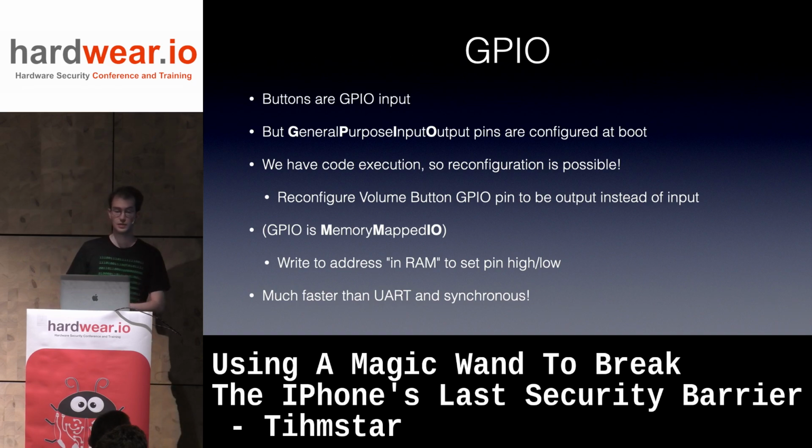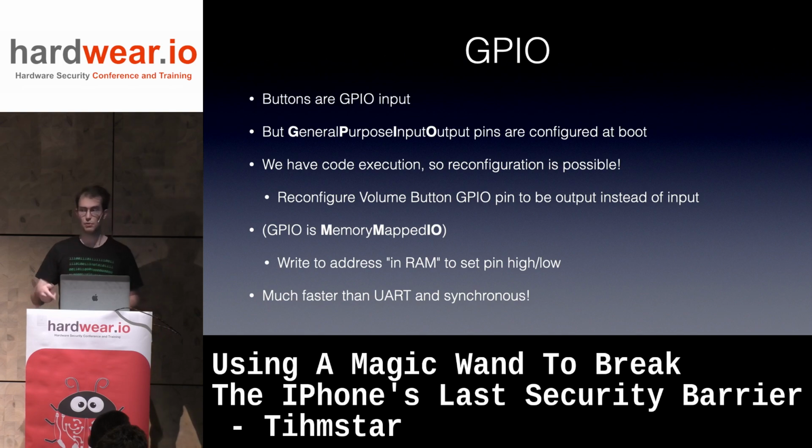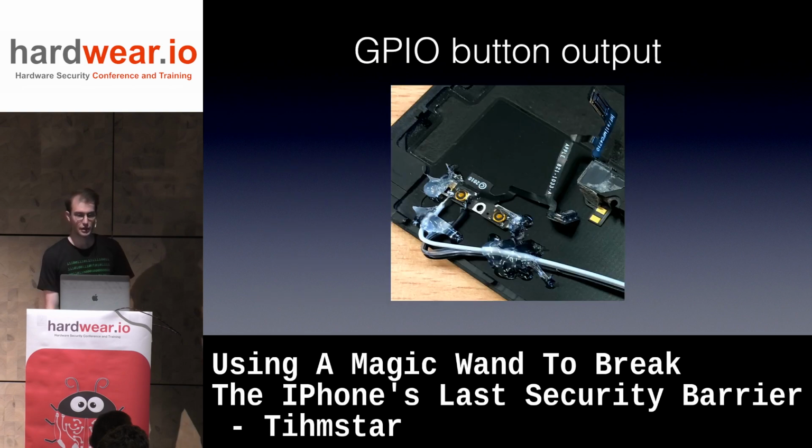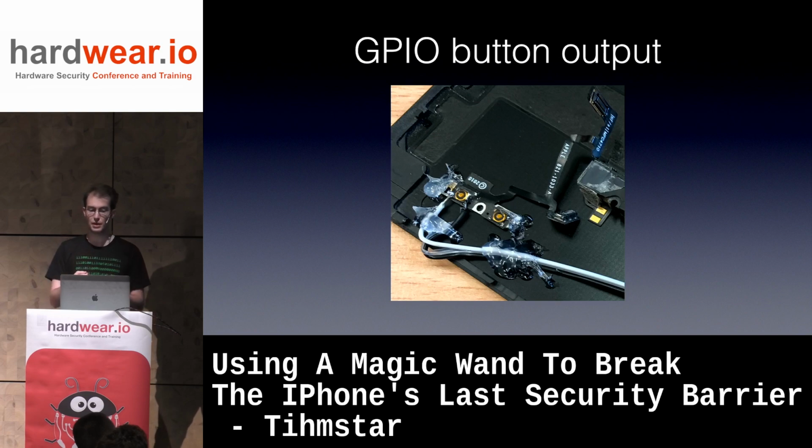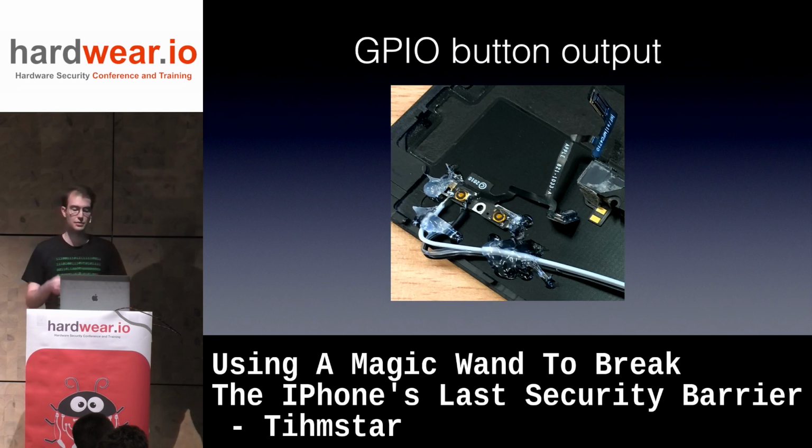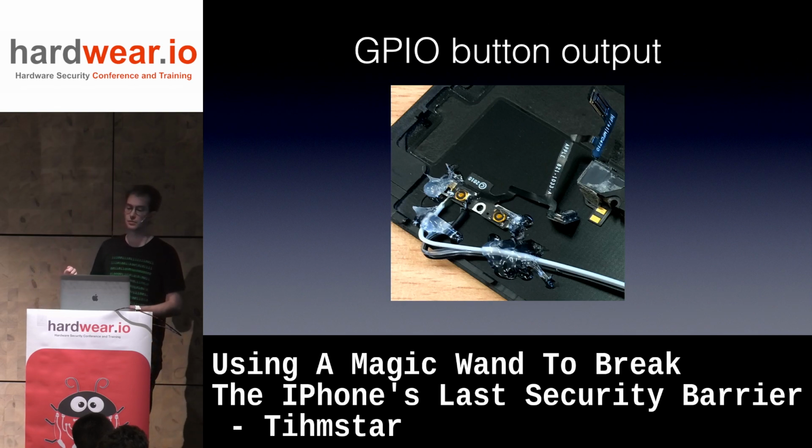So GPIO is memory mapped I/O, so we write to this address in RAM to set the pin high or low, and bam, we have a perfect trigger for our measurements. This is much faster than UART, and it is synchronous. How does that look like in practice? Well, you can just disassemble the board, take out these volume buttons, solder wires directly to them, and then write to the address in RAM, and then you get the high signal and low signal. Easy.